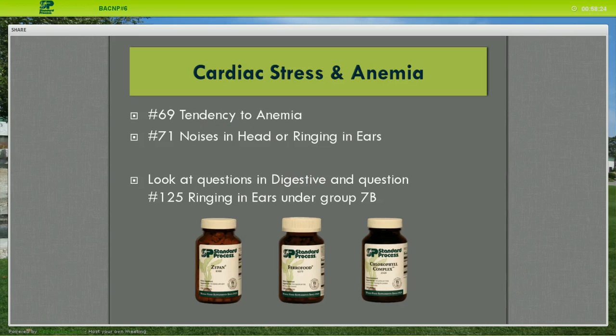So another reason that the cardiac system or the vascular system can be stressed is because we're not actually delivering oxygen, and the pump can be just fine, and the vascular can be just fine, but we're actually not oxygenating our blood because we don't have enough of it, or it's not very good. So that's anemia. So if they're answering questions like tendency to anemia, or sometimes ringing in the ears can be a sign of anemia, we start looking at their digestive function and their ability to assimilate iron. So Zypan, obviously being something we talked about in the digestive function portion of the Building a Comprehensive series, and that was session number 2.